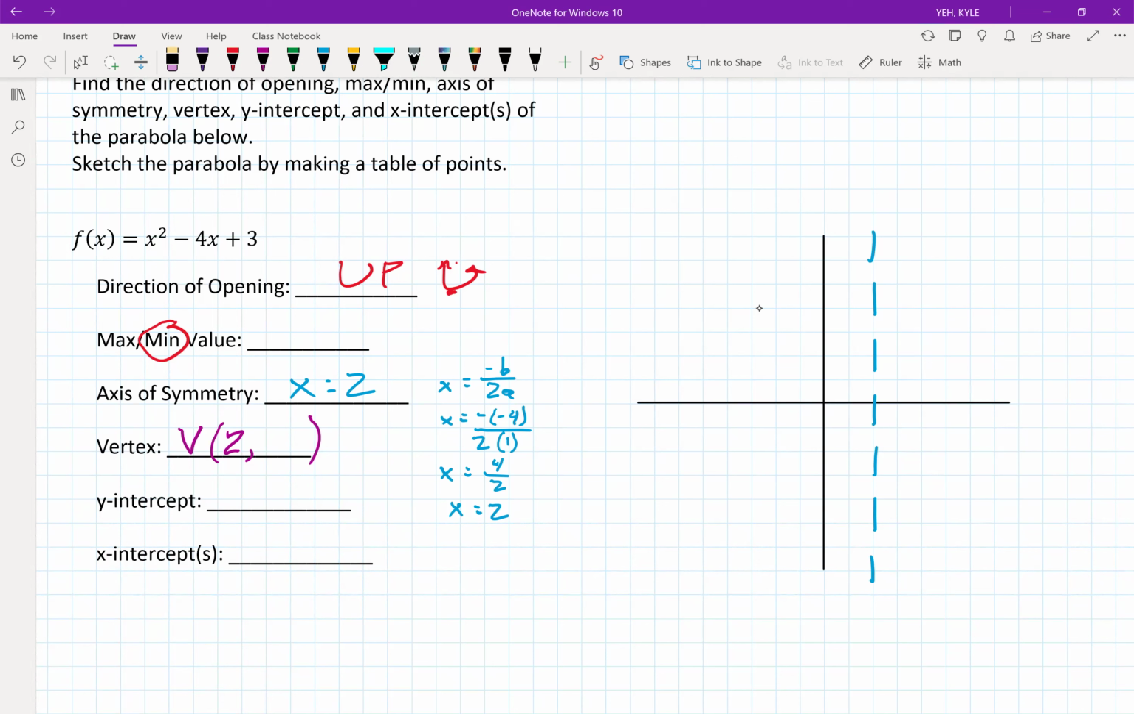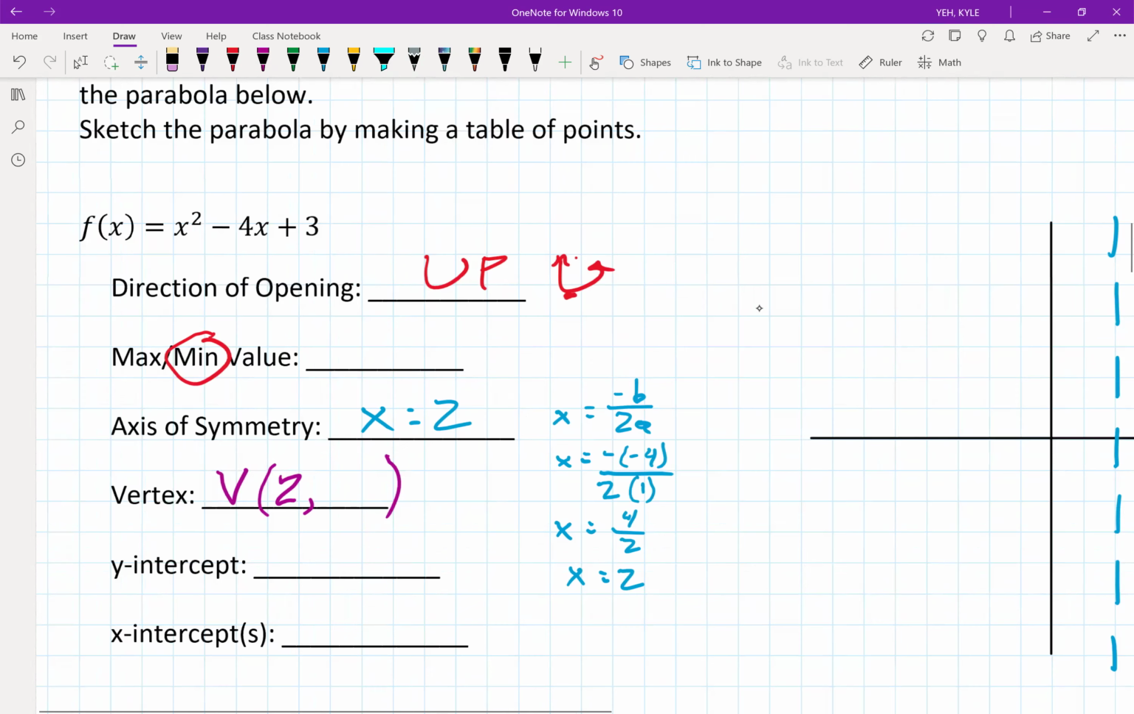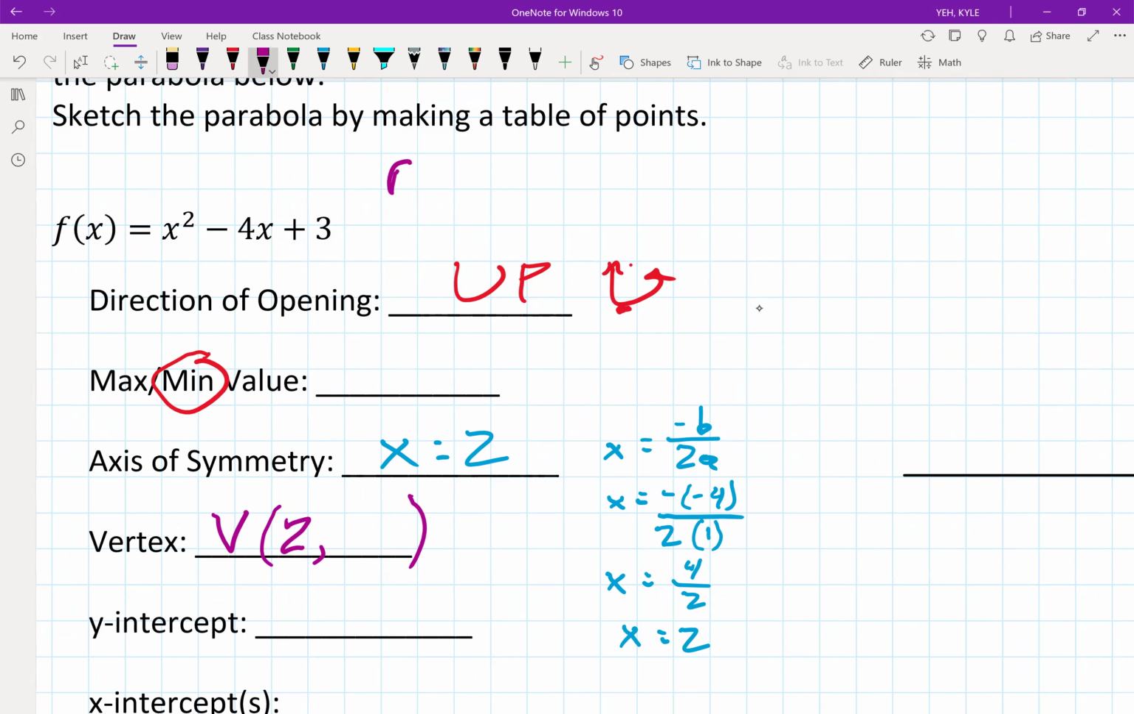So let me come up here to the top real fast and just say, what is f of 2? Let's plug that in. We're plugging 2 in every time we see an x, so that means 2 squared minus 4 times 2 plus 3. 2 squared is 4. 4 times 2 is 8 plus 3. 4 minus 8 is negative 4 plus 3. I believe that is negative 1.